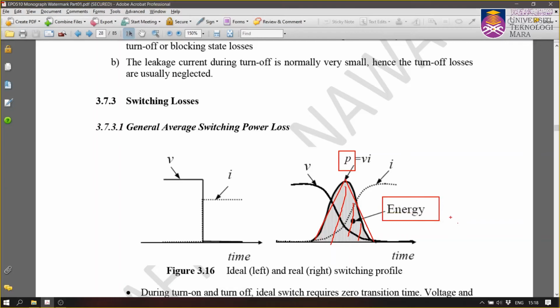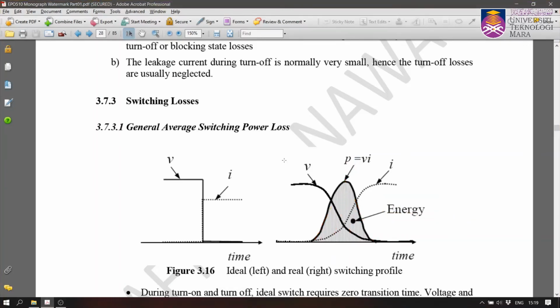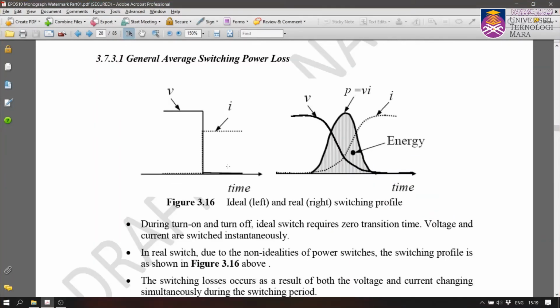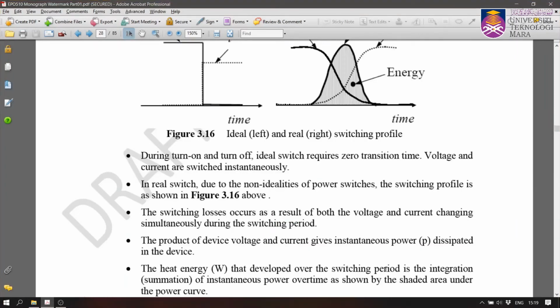Okay, so now we're going to look at the derivation of how to calculate the switching losses. During turn on and off, an ideal switch requires zero transition time, so voltage and current are switched instantaneously. But in a real switch, due to non-idealities of power switches, the switching profile is as shown in figure 3.16.